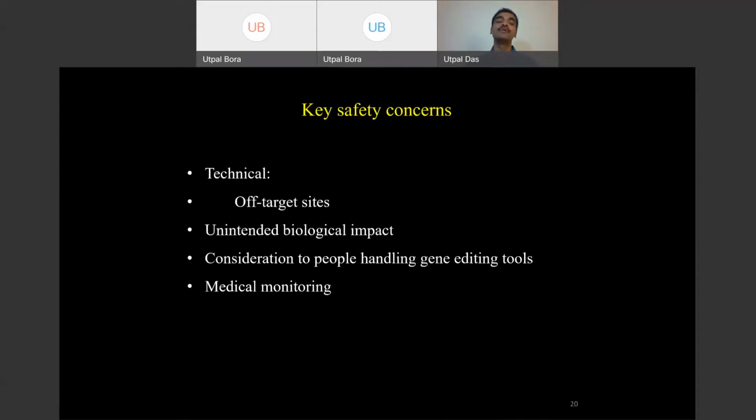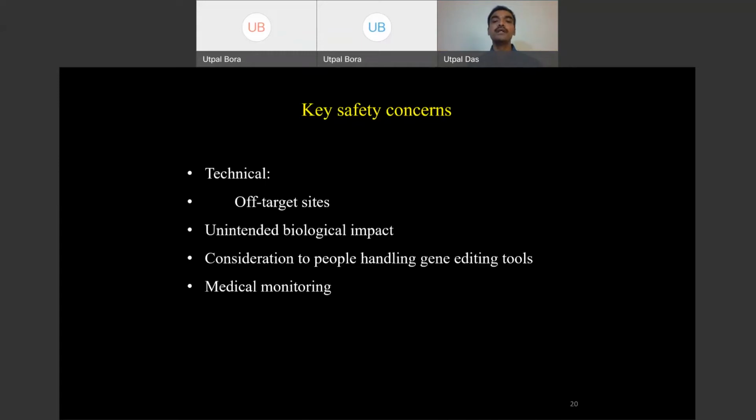So today I am going to touch on a few of those points. Firstly, I will describe technical safety a little bit, and mostly we'll be discussing off-target effects of genome editing. Then, not technical, but the unintended biological impact of genome editing. Third, we'll be discussing a little bit on the handling system, how one should handle these kinds of tools. And then finally, we'll be discussing a little bit on medical monitoring.